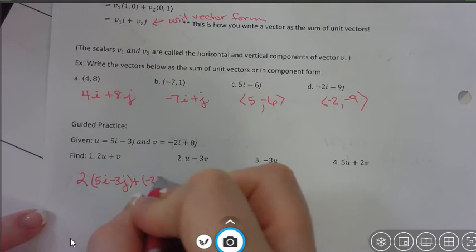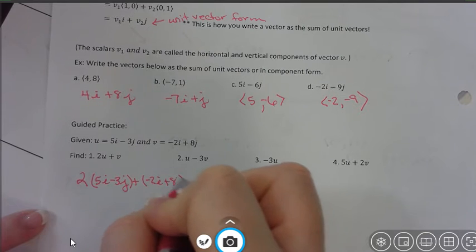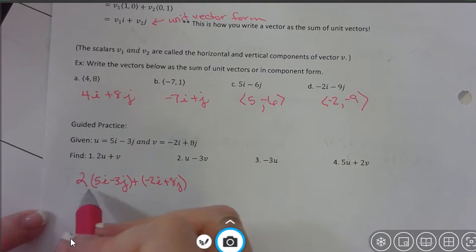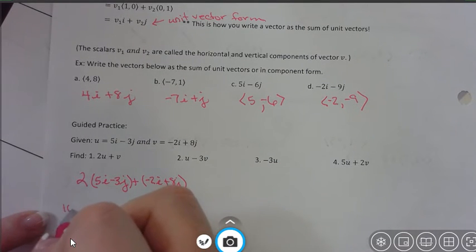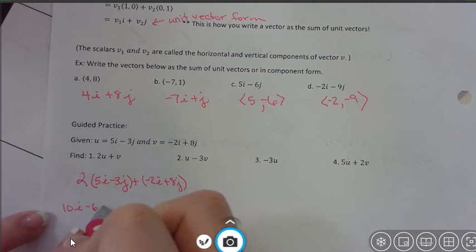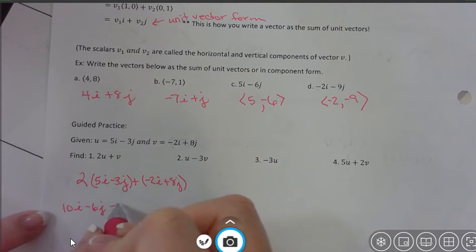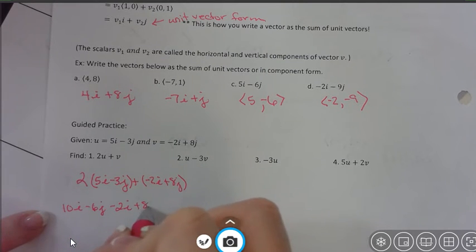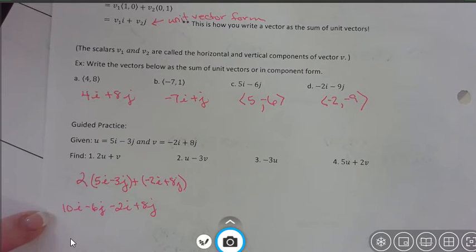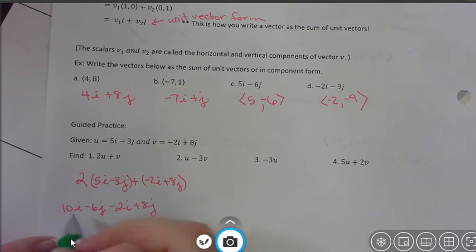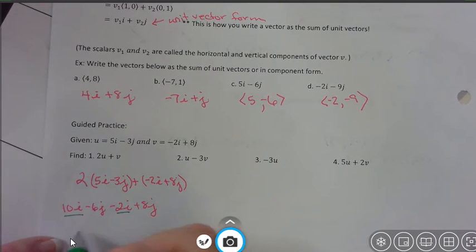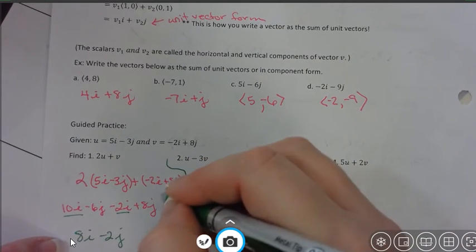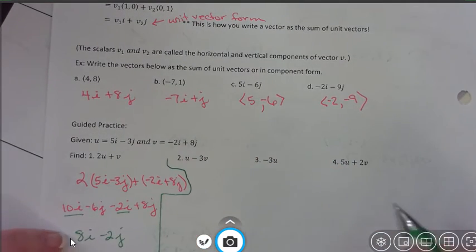So -2i plus 8j. Wow, did I ever not give you enough room for this? So this gives you 10i minus 6j minus 2i plus 8j. Tired of writing in pink. Let's go to green. Collecting my i's, I'm at 8i and -2j. And let's get enough room to do number 2.